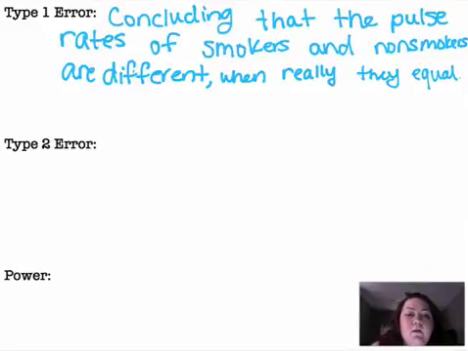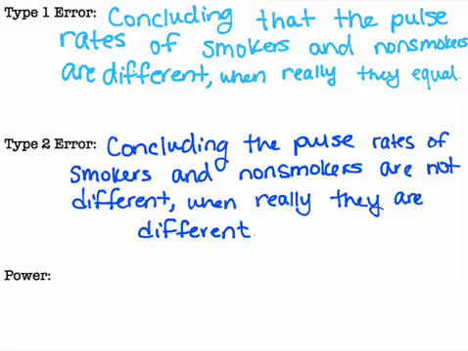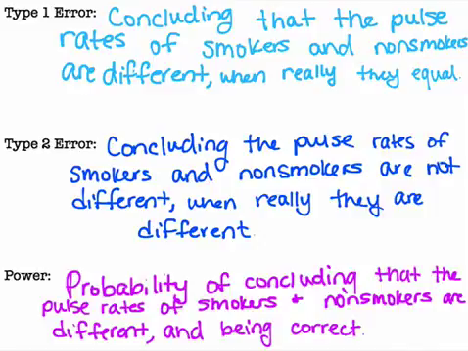That would be if we are concluding that the pulse rates of smokers and non-smokers are different when they are really equal. A type 2 error would be if we were concluding the pulse rates of smokers and non-smokers are not different when they really are different. And power, remember that's a good one, is the probability of concluding that the pulse rates of smokers and non-smokers are different and being correct.